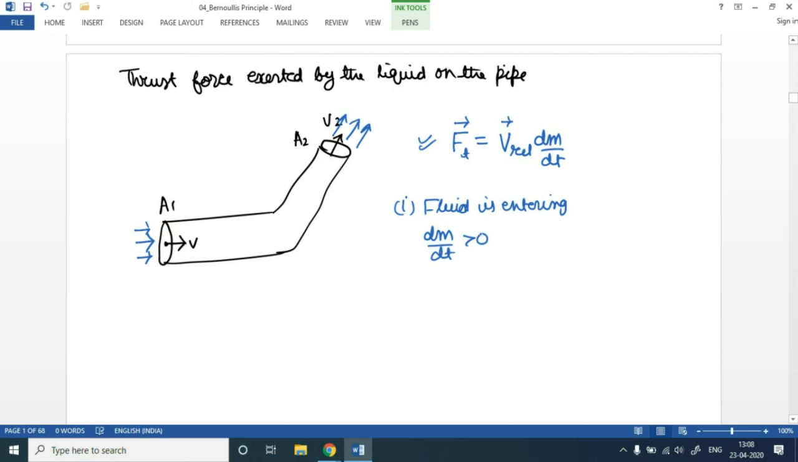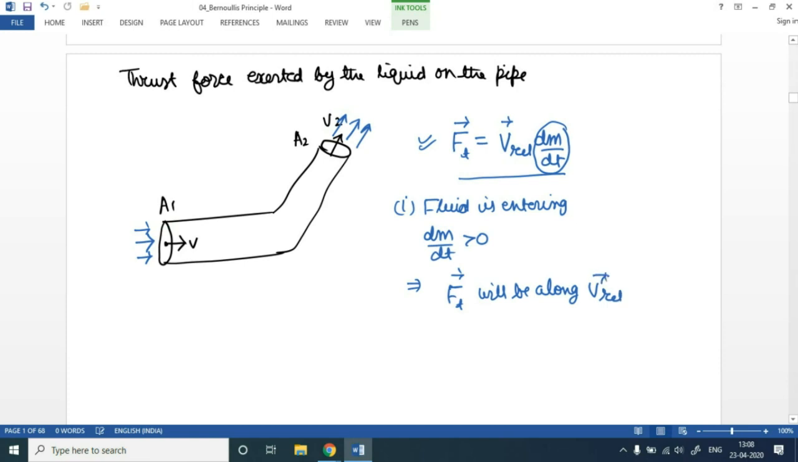So when fluid is entering the pipe, dm by dt is going to be positive because the fluid is entering into the system. So the system's mass is changing positively with respect to time, or increasing with respect to time. If this is the case, looking at this relationship, this dm by dt quantity is positive, so you can say the thrust force will be along v relative.